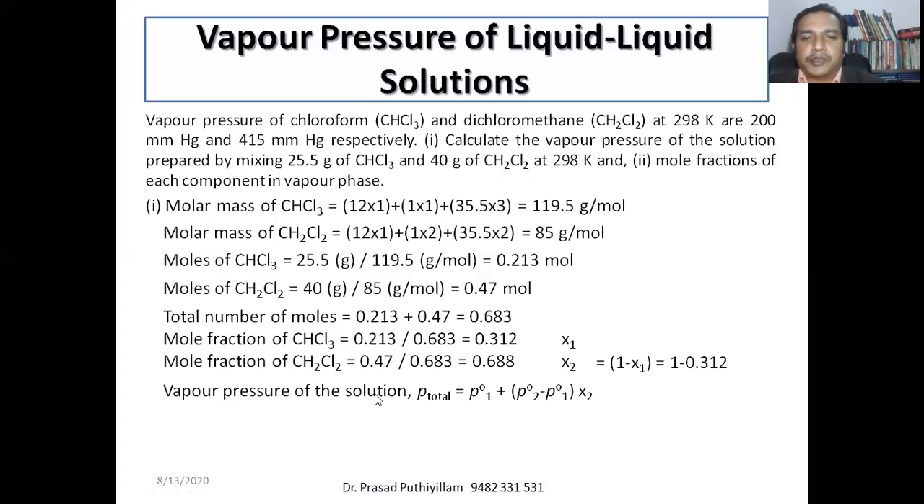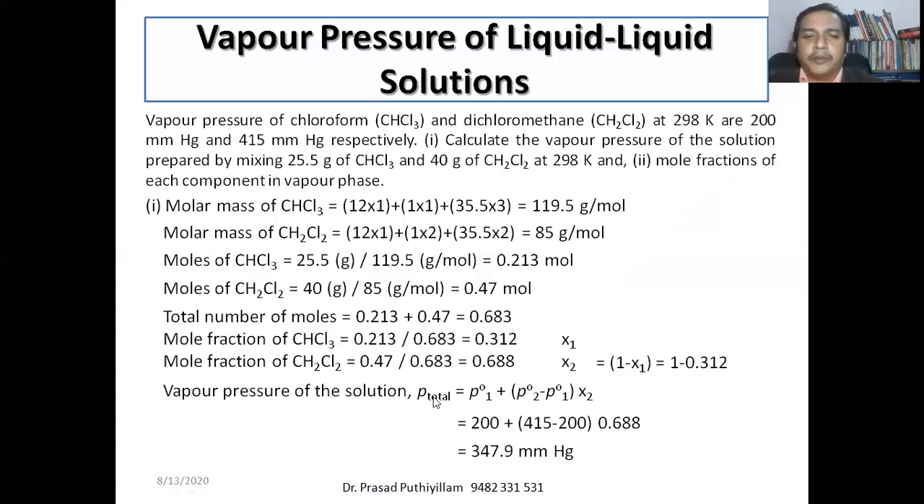So the total vapor pressure of the solution, P total, will be P01 plus P02 minus P01 multiplied by x2. P01 is 200, P02 is 415, and the x2 value is 0.688. On substitution, 200 plus 415 minus 200 multiplied by 0.688, we get 347.9 mm of mercury. That is the total vapor pressure exerted by this mixture.